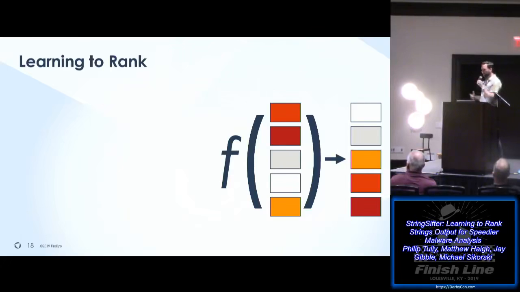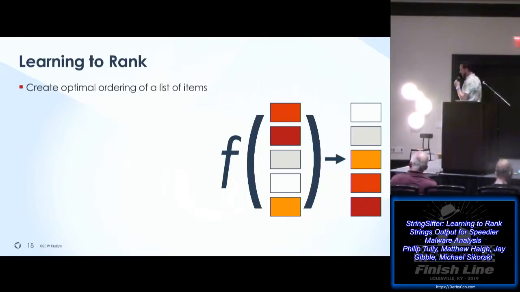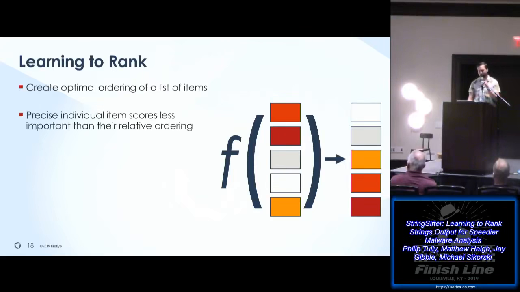In machine learning, this is referred to as the learning to rank paradigm. So the goal here is to take a list of input items, like you see on the left, and create an optimal ordering or optimal permutation of those list of items. And so, you have a list of 5 items here, and you apply some function to those items, and what you get is an ordered list of those items. The interesting part here is that the precise score of each individual item doesn't matter as much as the relative ordering, right? So I don't care how much that white box is ranked above that red box, only that it is ranked above the red box, right? So we don't care as much about precise scores.